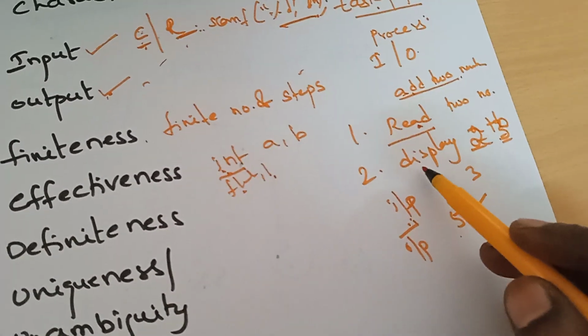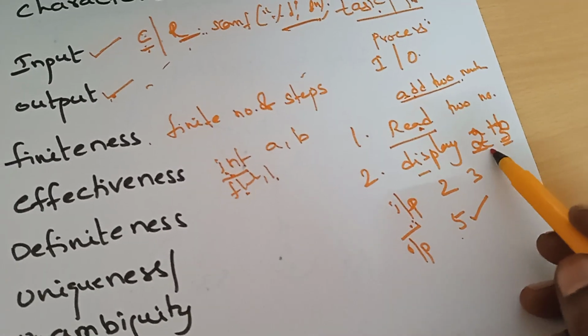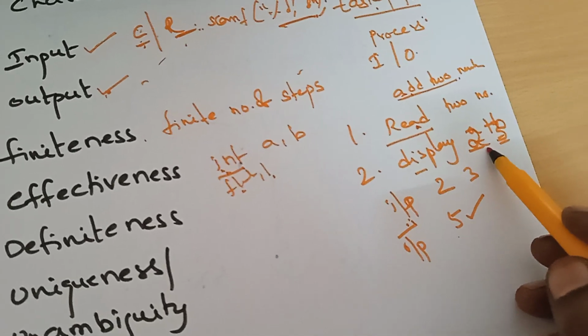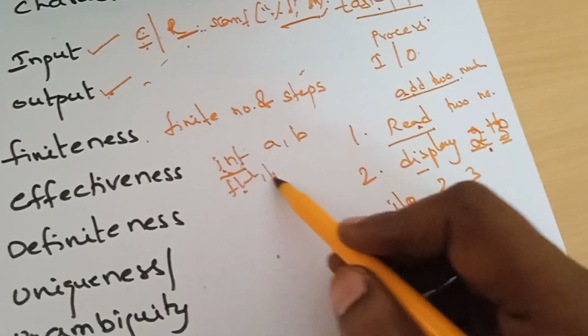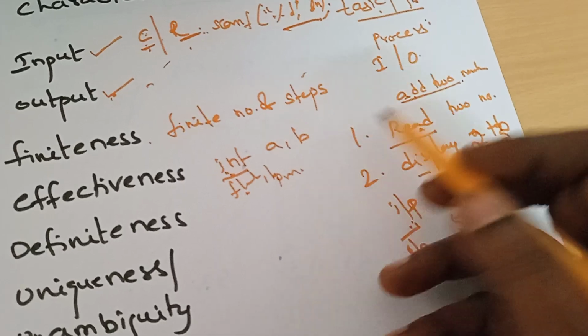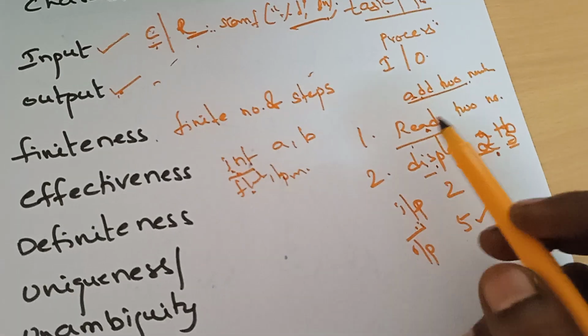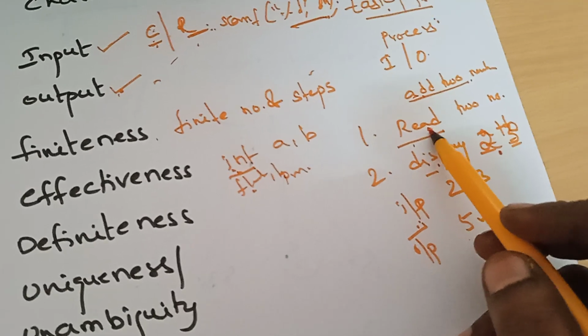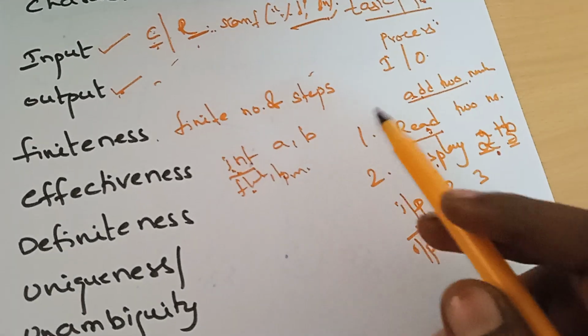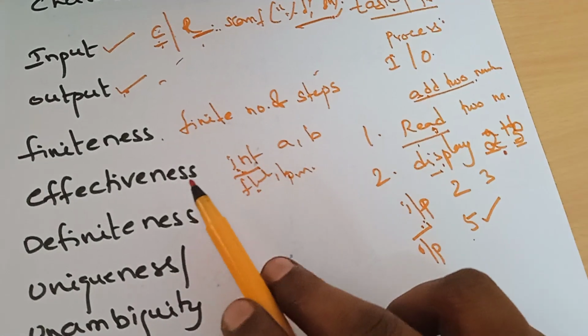Look at the second one, display a plus b. Can I make an effective program? Yes, printf percent d, a plus b. So I have two lines of code that I can put into the program effectively. That is effectiveness.